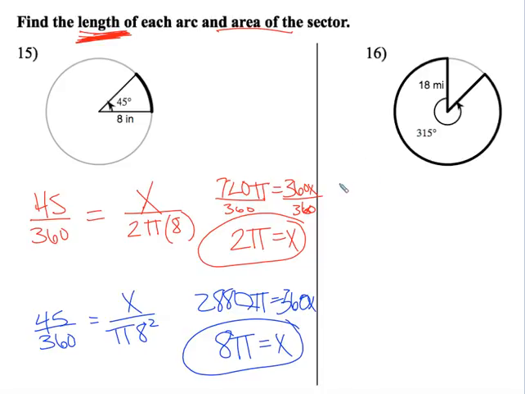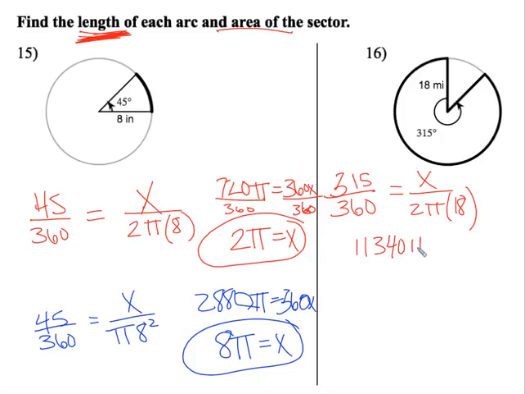Okay, so doing length over here, we do 315 over 360. I'm not going to have as much room, so I'm probably not going to write this step. I'm probably just going to talk you through it. And that equals x over 2 pi times the radius, which is 18. So I'm going to do 18 times 2 and get 36, and then multiply that by 315. Okay, maybe I will have room. And then we get 360x, and then we divide that by 360. And see, I got 31.5.